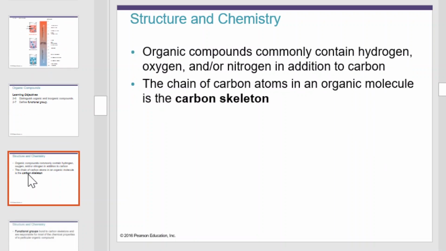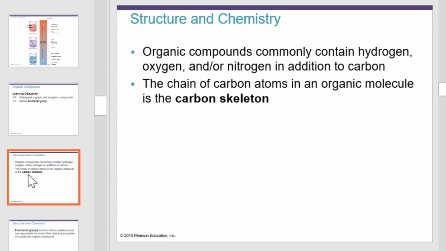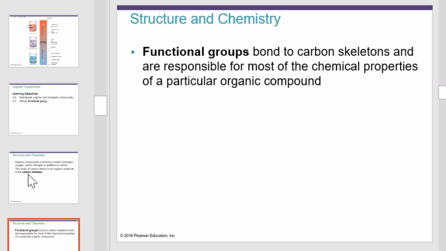Organic compounds. Structure and chemistry. Organic compounds commonly contain hydrogen, oxygen, and/or nitrogen in addition to carbon. The chain of carbon atoms in an organic molecule is the carbon skeleton. Functional groups bond to carbon skeletons and are responsible for most of the chemical properties of a particular organic compound.